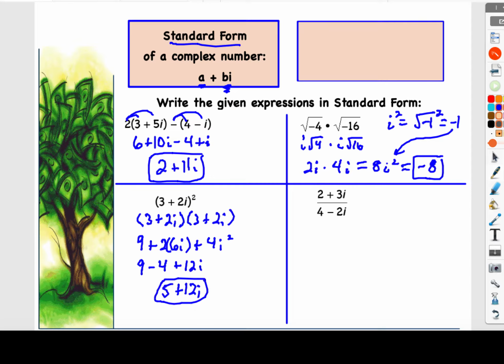That's standard form number. Finally, if we're dividing, the main idea is to get this i out of the denominator.